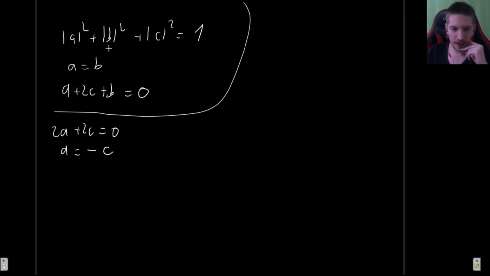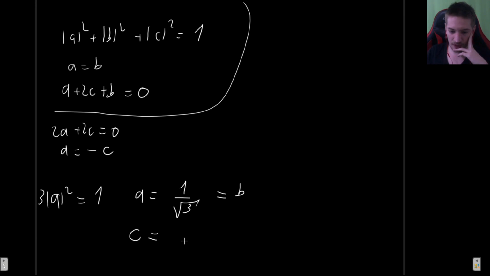So we can now put all of this back in here. We will see that 3 times a squared is equal to 1, which means that a is equal to 1 over the square root of 3, plus or minus, of course. Now, what are the values for the other ones? b will have the same value, and c will have the opposite sign. So let's just take the positive value, since it will make no difference in the end. So a is going to be the same as b, and c will then be minus 1 over the square root of 3.